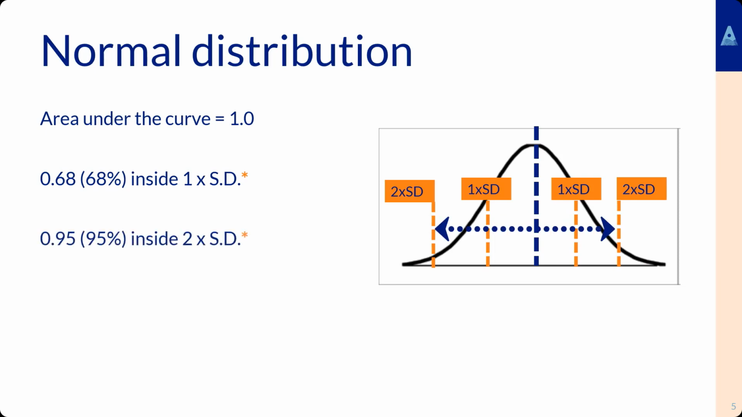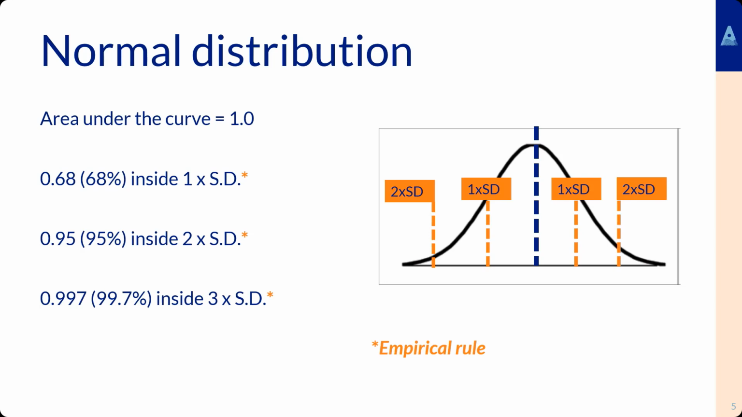95% of the data is inside 2 standard deviations from the center, and you can see that on the chart. And then if you want to get even more, you can say that 99.7% of the data is inside 3 standard deviations. And there's often still a tiny little bit of data which is outside of those boundaries. And these are empirical rules. Reminder that for the probability density function, the area under the curve is equal to 1, or 100%.